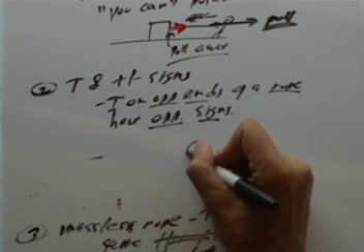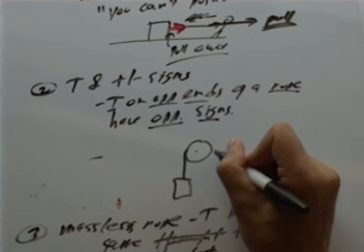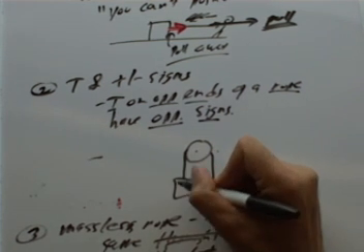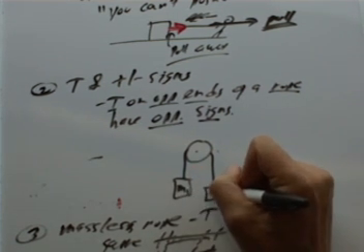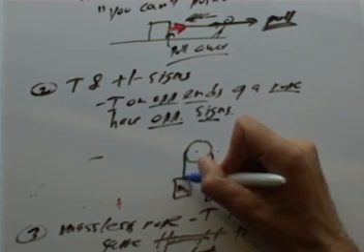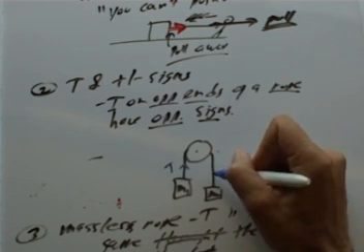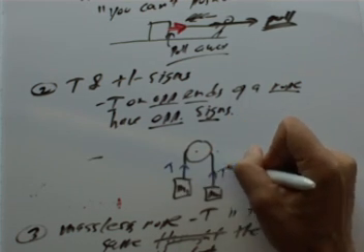Here's another system. It's the Atwood machine, which will come up. There's a hanging mass here and a hanging mass here over a pulley. We can call that mass 1 and we can call that mass 2. It's the same rope, so it'll have the same tension in it. The tensions pull away from the points of contact, so there'll be a T pulling up on mass 1, but there'll also be a T pulling up on mass 2.